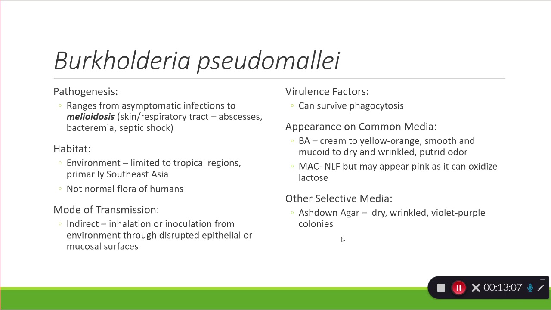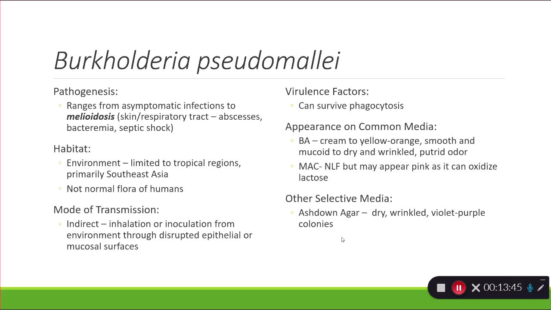Next, we have Burkholderia pseudomallei. This ranges from asymptomatic infections to something called melioidosis. Melioidosis is a skin or respiratory tract abscess. It affects the skin and respiratory tract, causes abscesses, bacteremia, and septic shock. We find this one more in tropical regions, primarily Southeast Asia. It's not normal flora to humans. They can get it from the inhalation or inoculation from the environment. It can survive phagocytosis, which is a virulence factor.